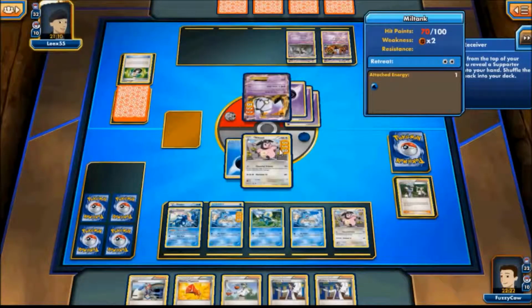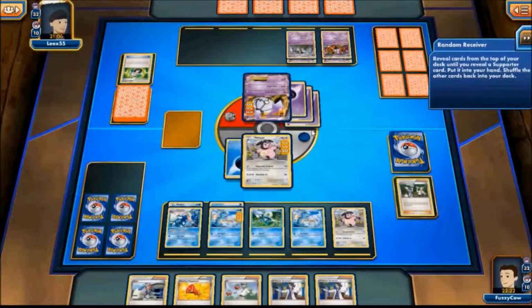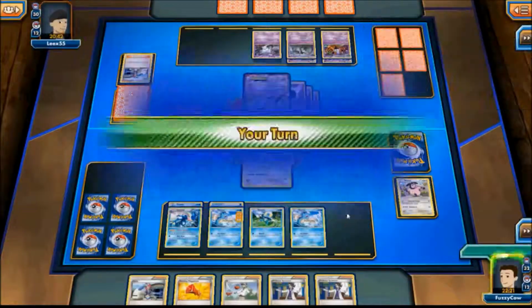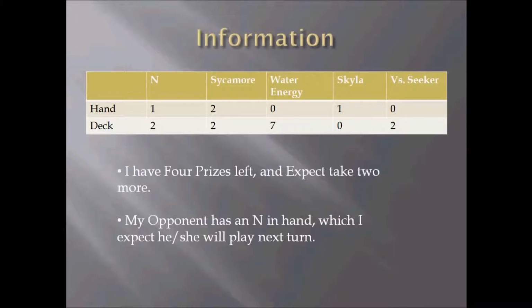Now, should I play an N, which will give me fewer cards but less chances, or should I play a Sycamore, which will give me more opportunities to draw this N? That's the question. Now, the problem is further compounded by the fact that my opponent Skyla's and grabs an N, which means after this play, I don't know if I'm going to get something. So again, should I play a Sycamore to try to get a water energy, or should I play an N?